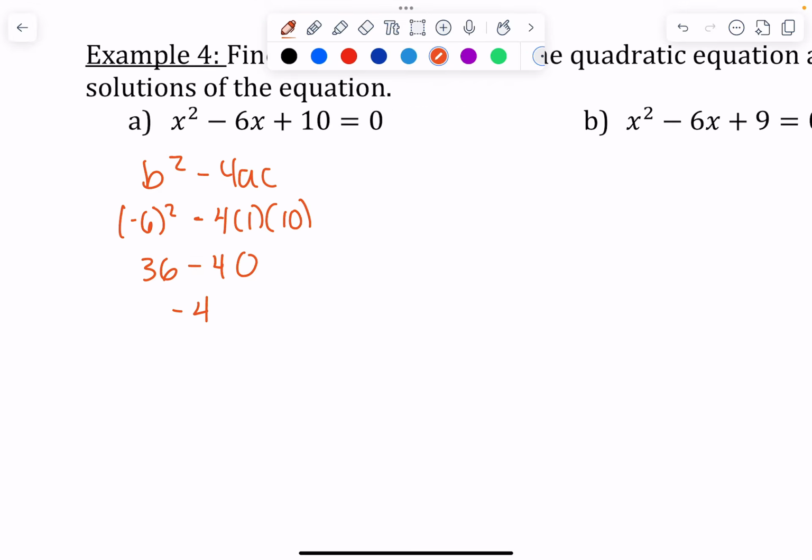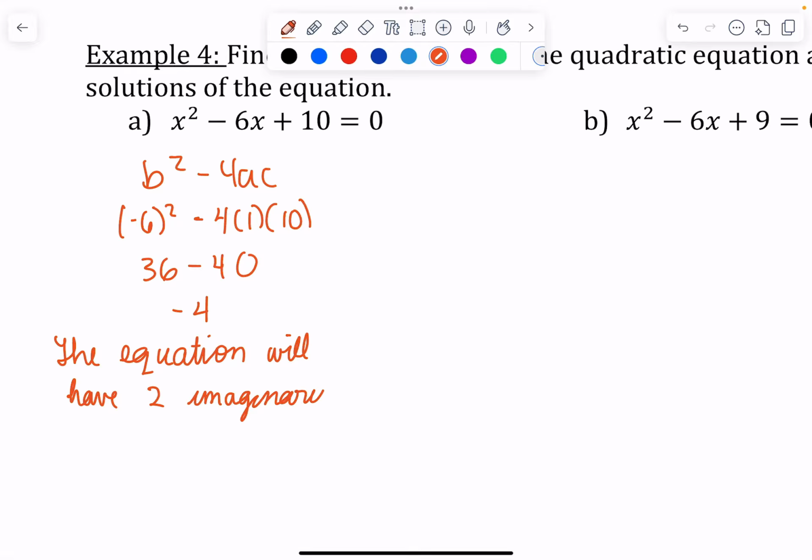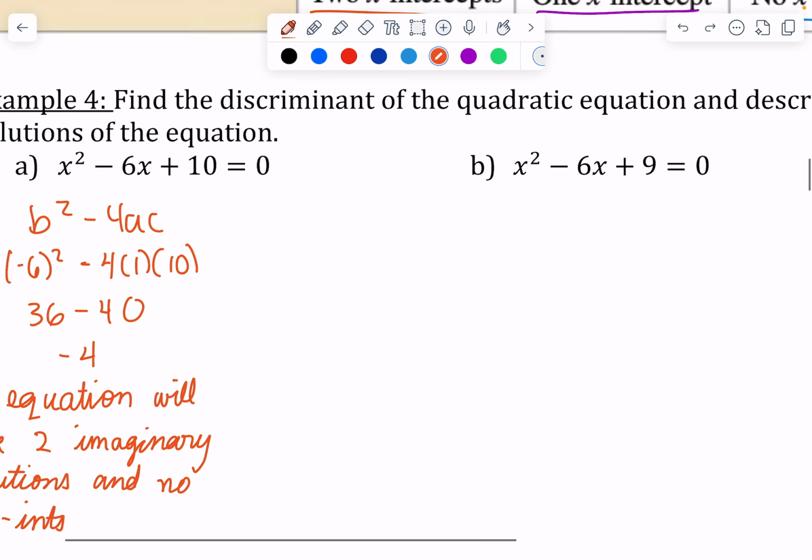Now because our discriminant is negative 4, this means that the equation will have two imaginary solutions and no x-intercepts. So again, this isn't telling us what the solutions are, but it's giving us enough information that we can say there will be no x-intercepts and the two solutions we get will be imaginary.